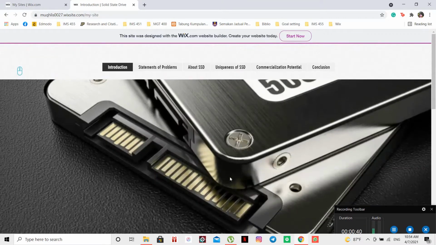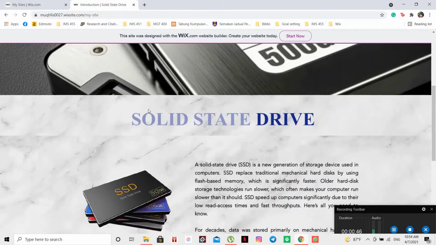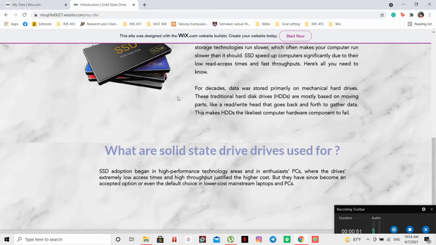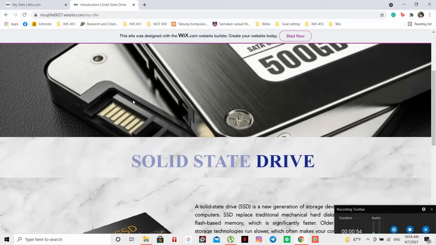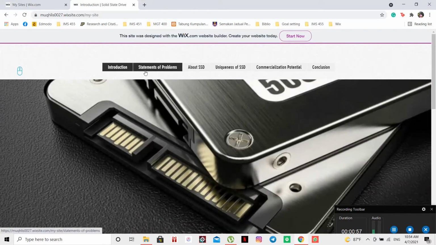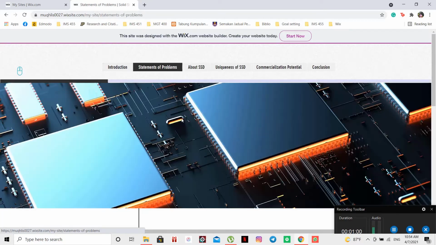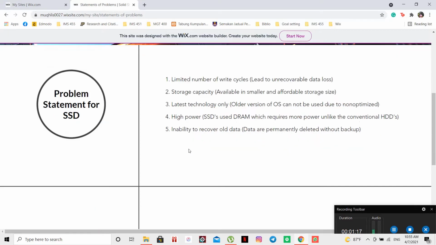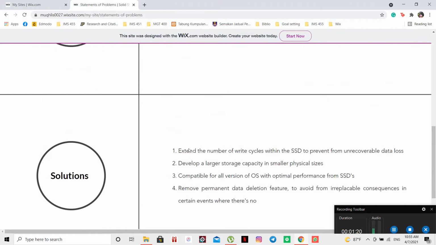So for this web page, it's about the introduction. We include the basic knowledge about SSDs and what SSDs can be used for. Then, moving on to the second web page, which is about the statements of problems. The statements of problems are basically the disadvantages that SSDs are facing. We include such things as limited number of write cycles, storage capacity, latest technology only, and so on. Then we provide solutions to counter these problems.